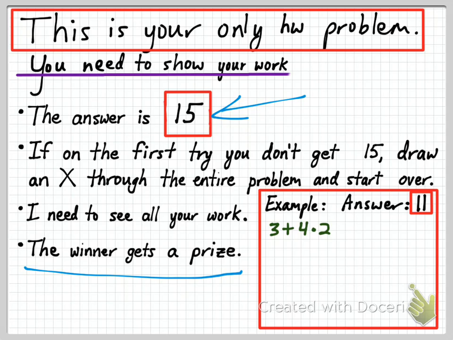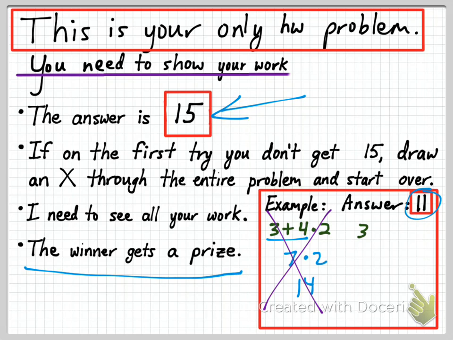Let me show you an example. Let's say the problem was, the answer is 11, okay, and I do this. I go, okay, well, 3 plus 4 times 2. I say 3 plus 4. I do that first. I get 7. Did I say plus 2? I think I might have. 7 times 2. And then I go 7 times 2 is 14. But right up here I'm saying the answer is 11. So I know that this is not right. And so what I'm going to do is put a big X through the problem. I'm going to start over.